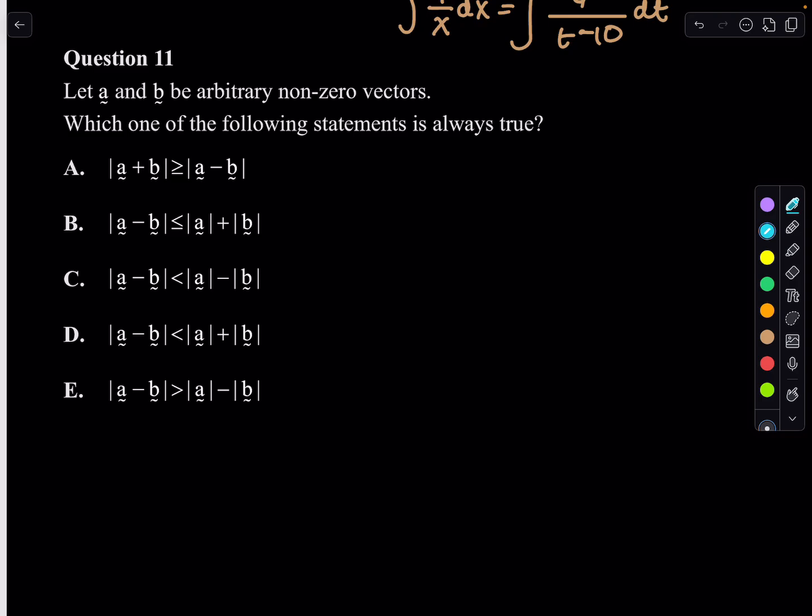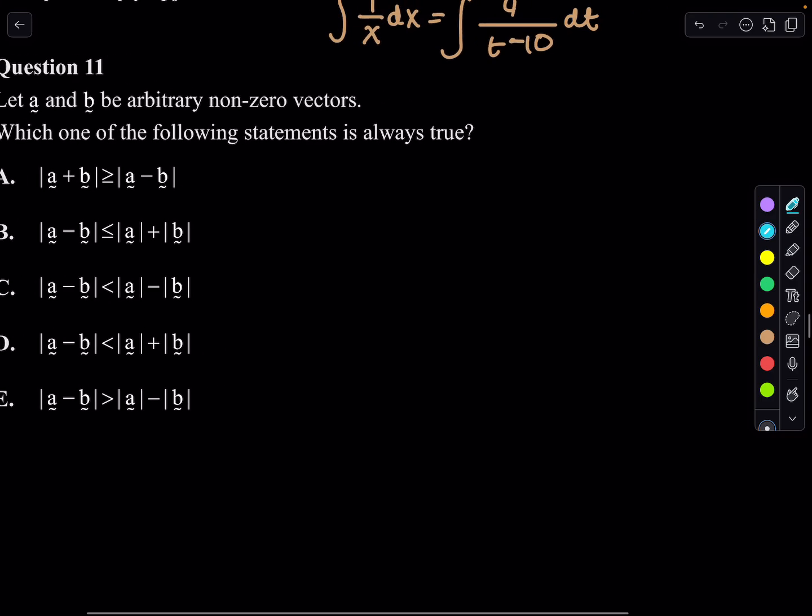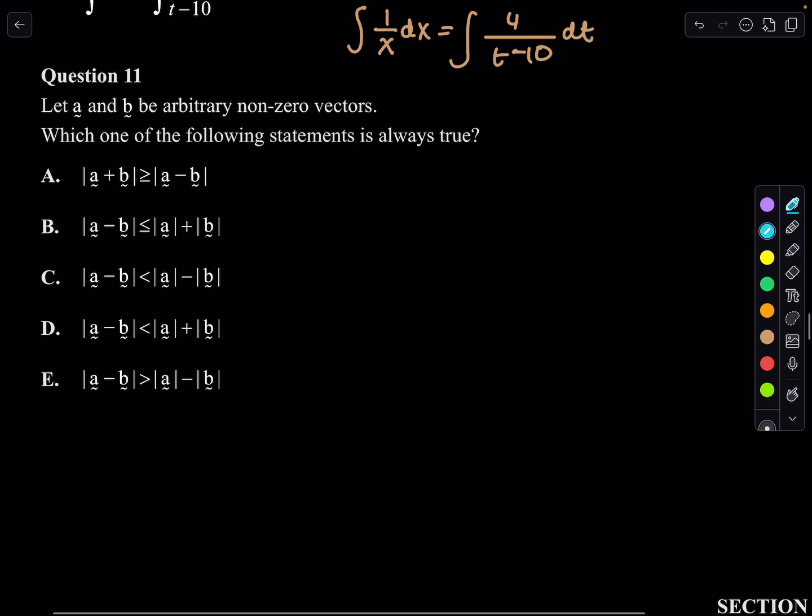That's not always true. For example, let's make up vectors that would make sense. So if I had A, which is, let's say, the vector i, and if I had B, which is just negative i, let's apply it to this statement and see if it's true. It's not true because, if I add these vectors up, what's going to happen? It's going to be 0.